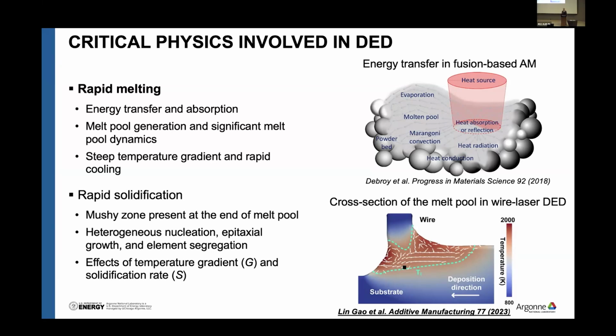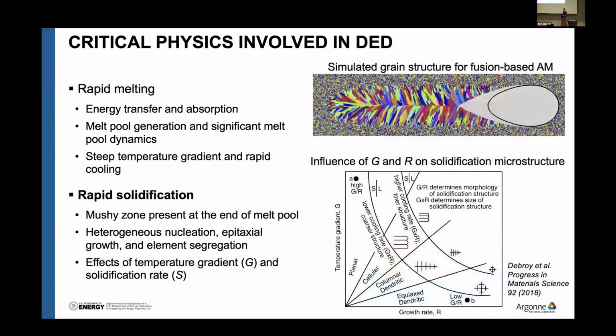gradient inside. And the molten pool will move together with the heating source very rapidly, so the rapid solidification will take place at the end of the mushy zone, accompanied with a lot of complicated solidification behavior. For example, the heterogeneous nucleation, the epitaxial grain growth, and so on. And the solidification microstructure strongly depends on the thermal conditions inside the molten pool. For example, the temperature gradient G and the solidification rate will have a great impact on the morphology and the size of the solidification microstructures.